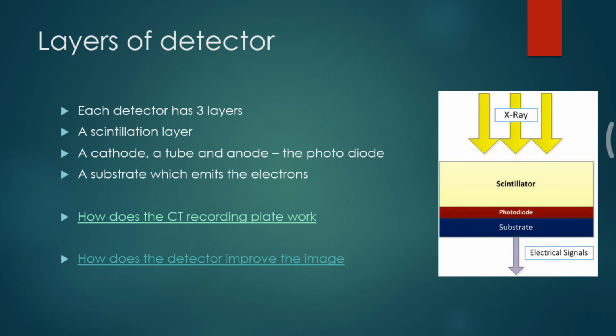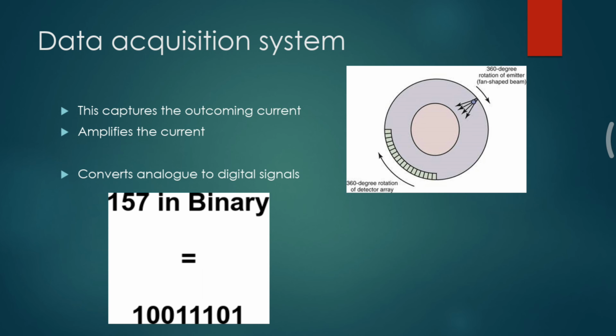We saw how these layers convert the X-ray into electrical signals, and these electrical signals are sent to the detection system. Data acquisition system. So next we look into what's a data acquisition system. All right. So the current which comes out of the detector is captured by the data acquisition system.